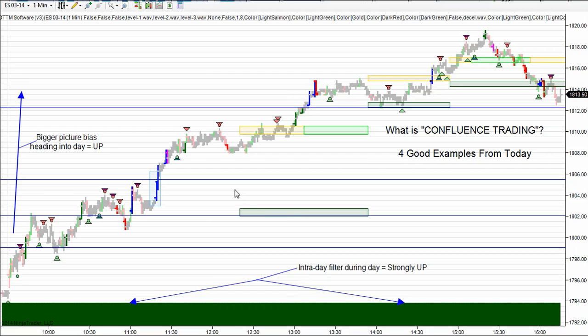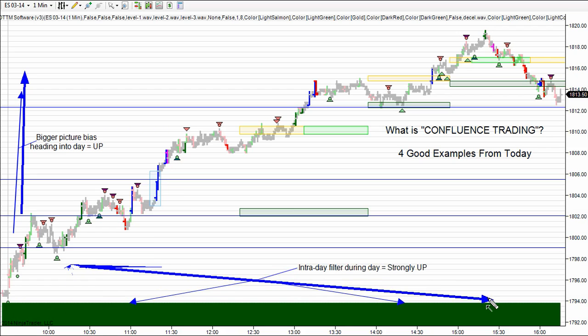But heading into the day with that information, our bigger picture bias was up. So all things equal, especially as a day trader, you would be looking to be long with this market. So that's one piece of the puzzle telling us we'd rather be long. Now, as it turns out, this filter started the day as strongly bullish. This is our intraday, our path of least resistance filter. This was strongly bullish the whole day as well. So that's confirming that bulls are still in control in the short term.